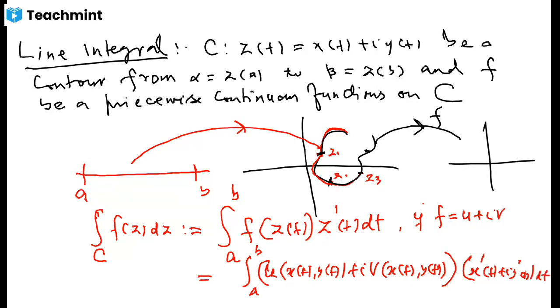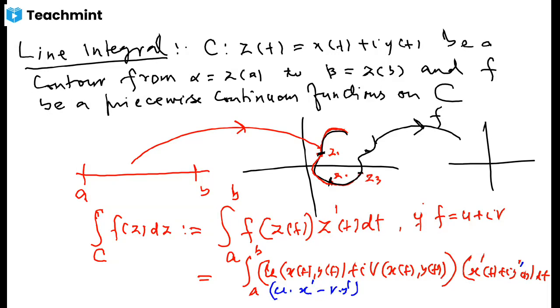If you multiply these functions, I'm going to write it here only so that I do not have to go to the next slide. Let me write here what we are going to get. You multiply these functions, u plus iv and x prime plus i y prime, and you get u times x prime minus v times y prime.